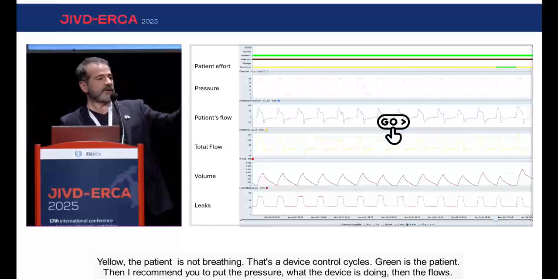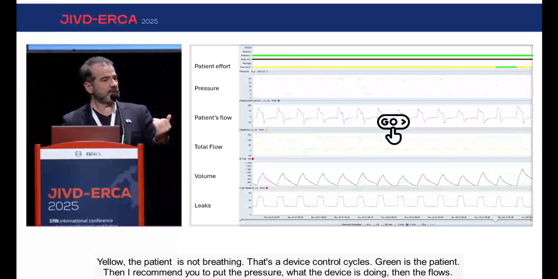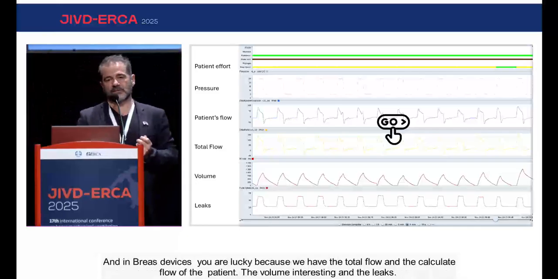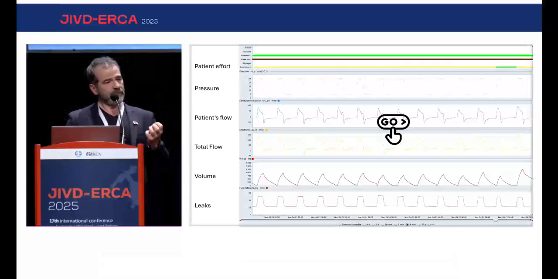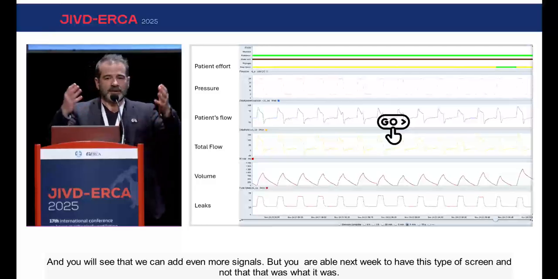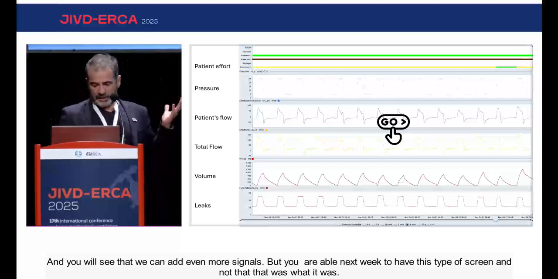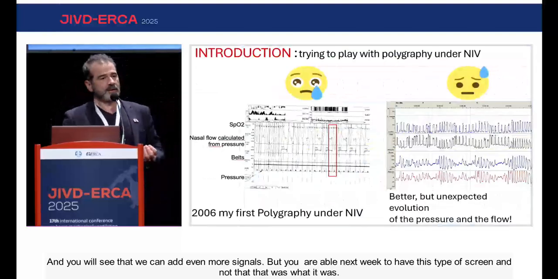Then I recommend you to put the pressure, what the device is doing. Then the flows, and in Breas devices, we were lucky because we have the total flow and the calculated flow of a patient. The volume, interesting, and the leaks. And you will see that we can add even more signals. But you are able, next week, to have this type of screen and not that.